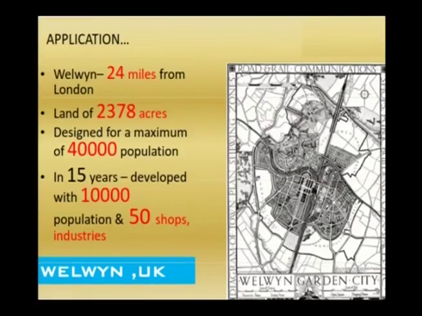The next town this was applied at is Welwyn. This is about 24 miles away from London. The site chosen was 2,378 acres, and the population set aside for this was 40,000, but this again dwindled to 10,000 in 15 years and 50 shops and industries. So basically it was again not a very successful model, because the drop in population as well as the industries occurred.